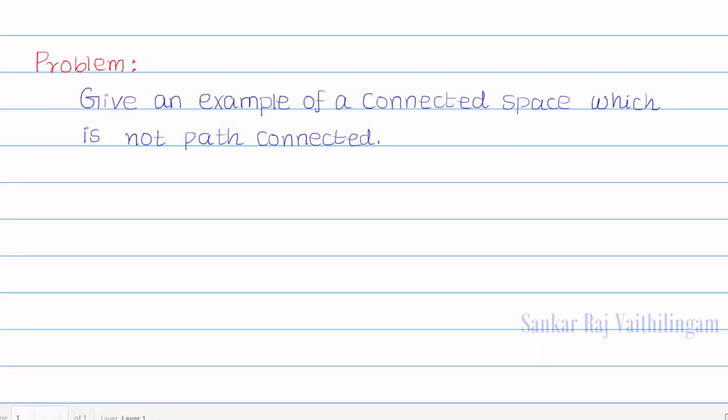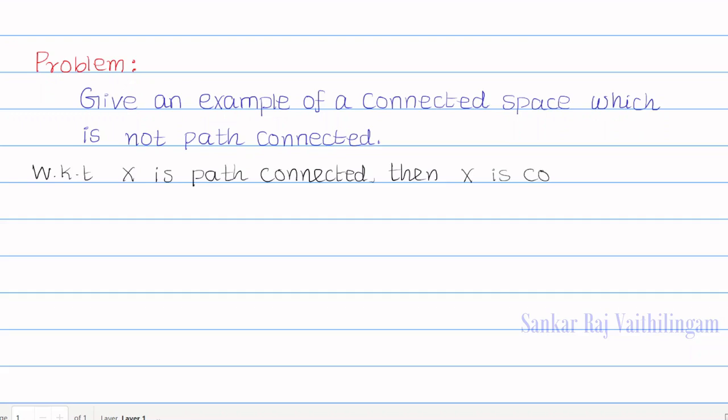Dear viewers, in this video, let us give an example of a connected space which is not path connected. Already we know that every path connected space is connected. We know that if X is path connected, then X is connected.